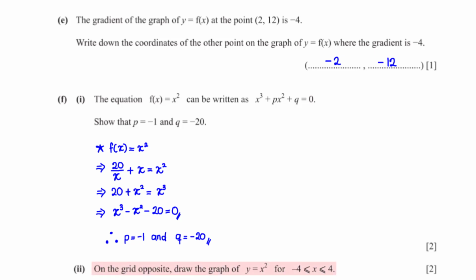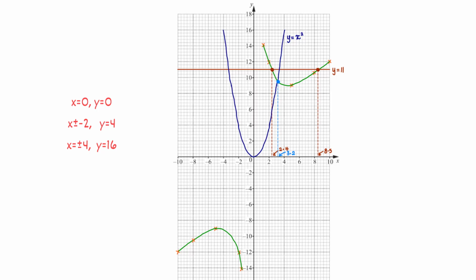And so we've been able to show that p is -1 and q is -20. On the grid opposite, draw the graph of y equals x squared for x is greater than or equal to -4 and less than or equal to 4. This is a quadratic function, and we know quadratic functions have a parabola shape. Let's pick some sample points to plot this graph. When x is 0, y is 0. When x is 2, y is 4. When x is -2, y is 4. When x is 4, y is 16, and when x is -4, y is 16. When we are done plotting the sample points, we draw a smooth line passing through the points.